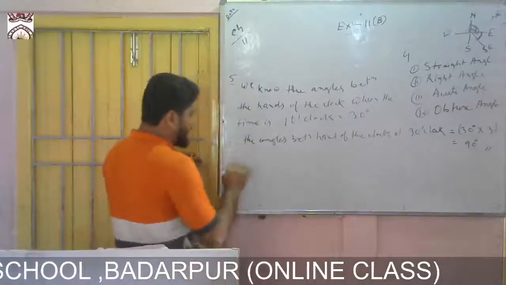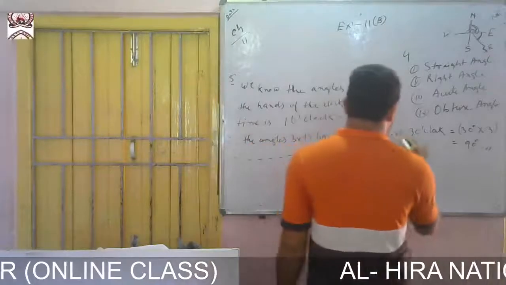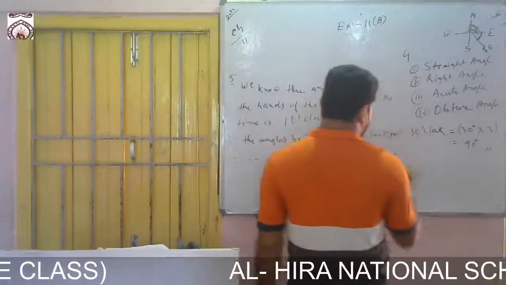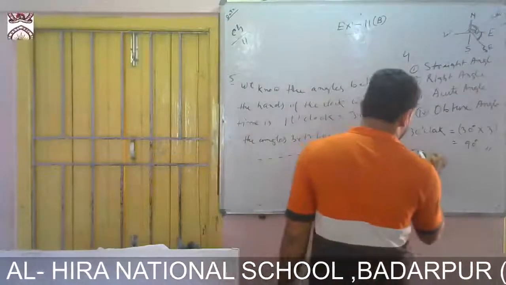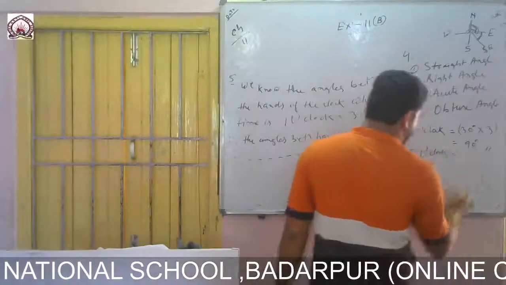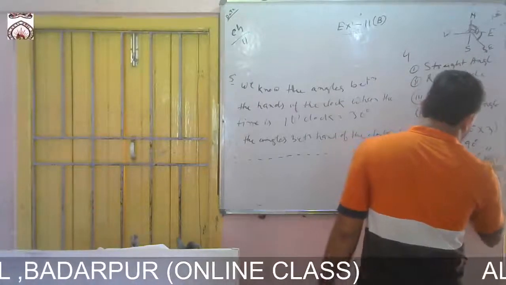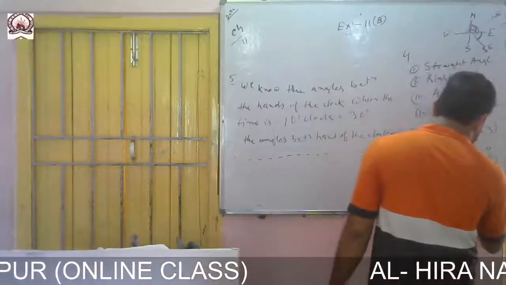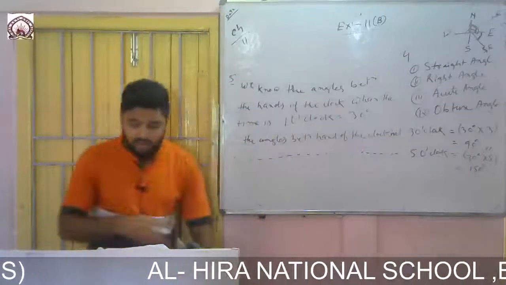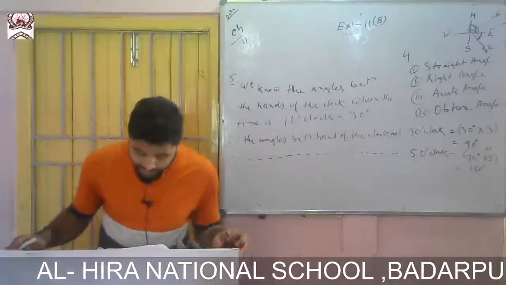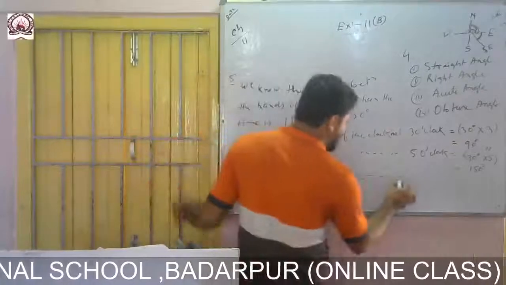Again, the angle between the hands of the clock at 5 o'clock will be 30 degrees into 5, which is 150 degrees. Now we need to find it for 8 o'clock.